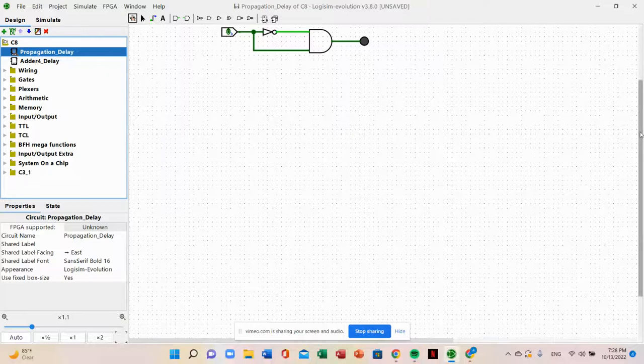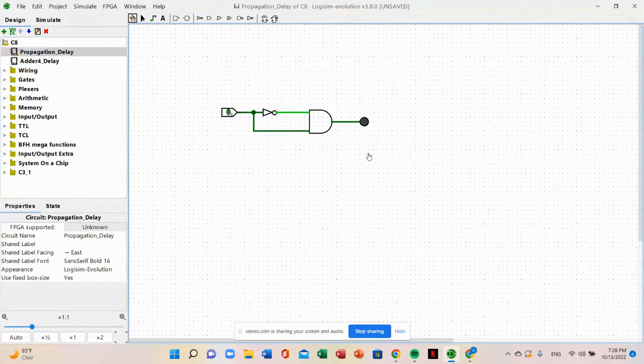First off, we have our very simple circuit right here with the AND gate, a NOT gate, input, and the LED output. The reason for this circuit is to show the propagation delay that occurs in Logisim.